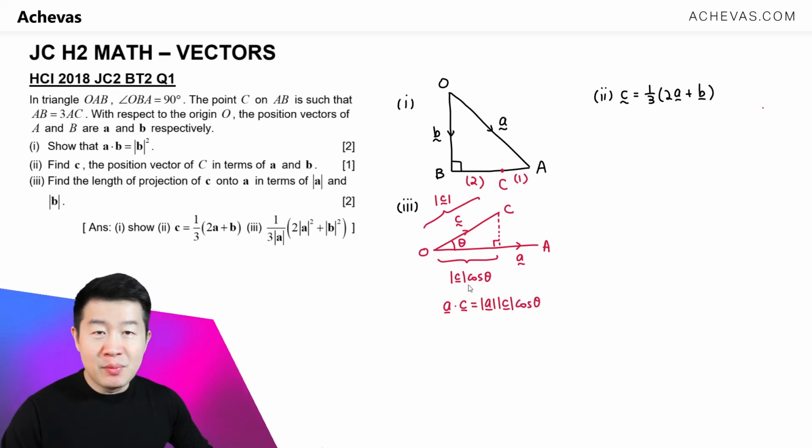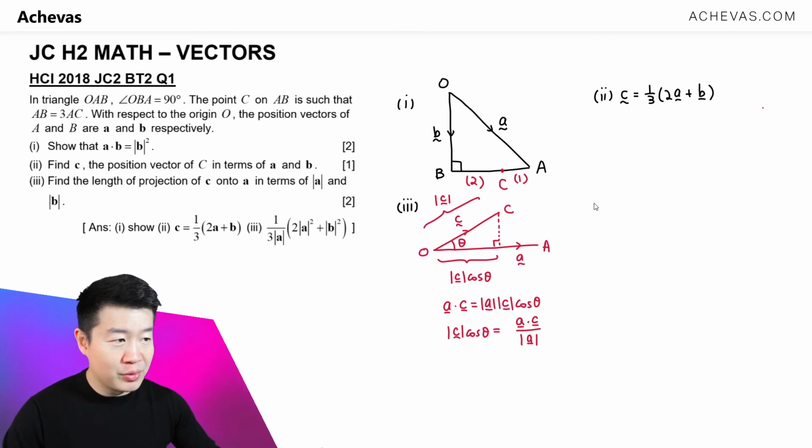And instead of directly finding modulus of C cosine theta, if I were to make this the subject, modulus of C cosine theta is simply going to be A dot C divided by modulus of A. So this is another representation for modulus of C cosine theta. I'm going to make use of it for part 3 to find the length of projection. So the length of projection is going to be equal to the modulus of A dot C divided by modulus of A.